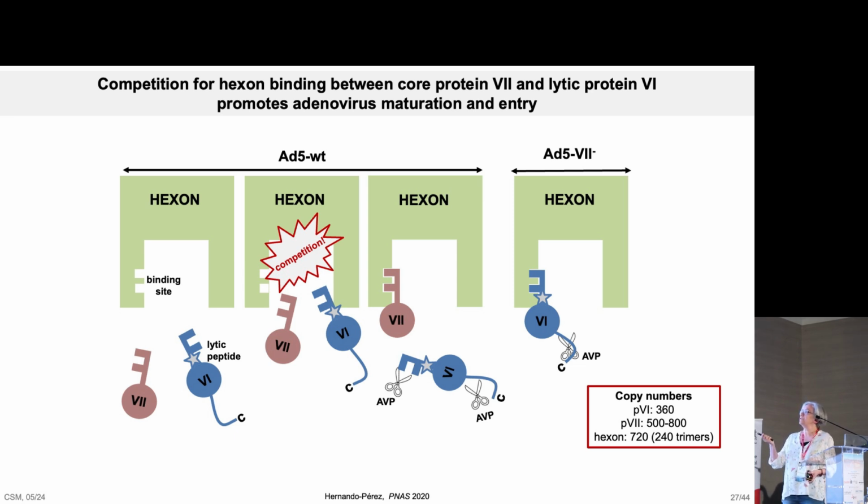So during this competition, some of the molecules are bumped out of the hexon cavity, and now the protease can see them and cleave them, and the virus matures. When 7 is not there, we have more than enough sites for all the copies of protein 6 to become happily hidden inside the hexon cavity. Nothing is pushing them out of the cavity, and so they are trapped there and they don't mature.